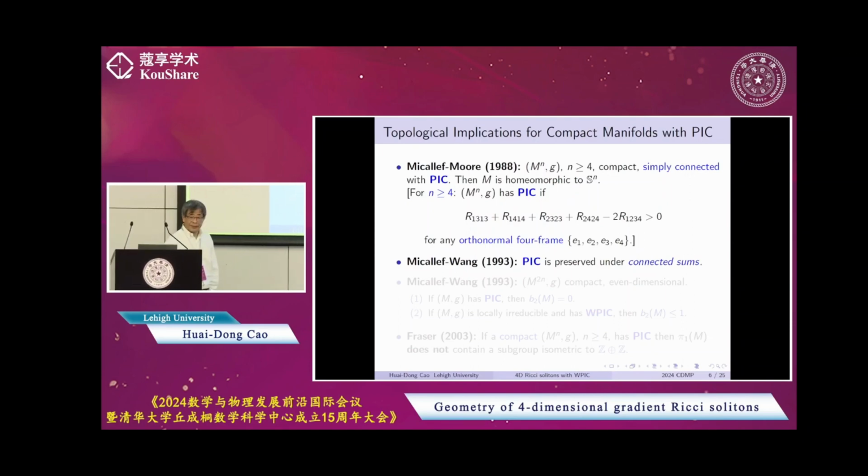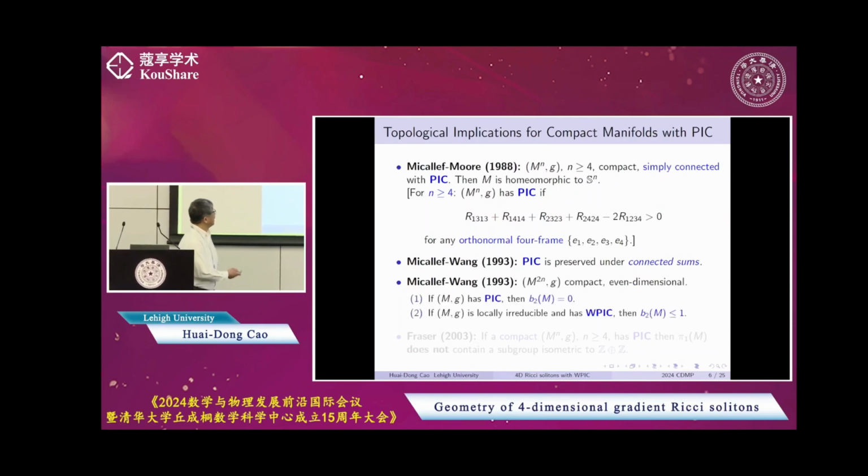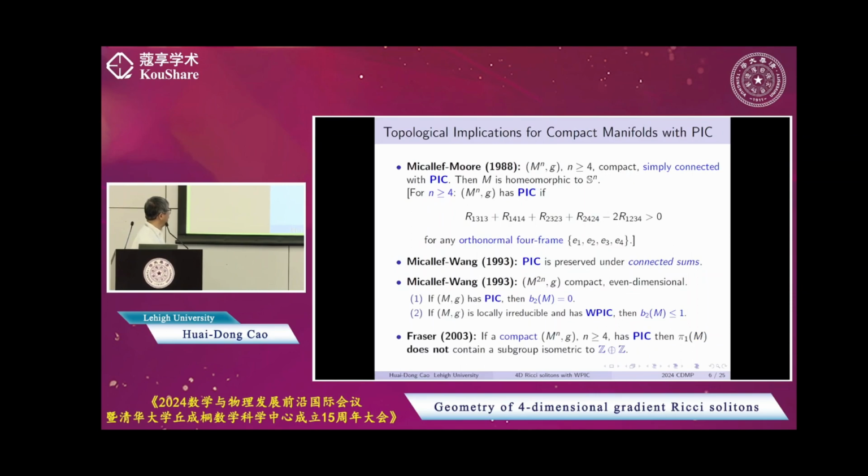If it's PIC, then the second Betti number has to be equal to 0 in the even dimensional case. And if it's a weakly PIC, then the second Betti number is no more than 1, and if it's locally irreducible. And Seaman and Fraser in 2003 showed that a compact manifold which has PIC, then the fundamental group cannot contain a subgroup, I think, two copies of Z.